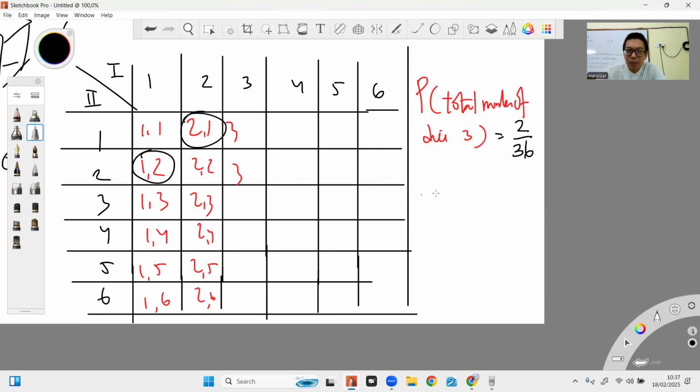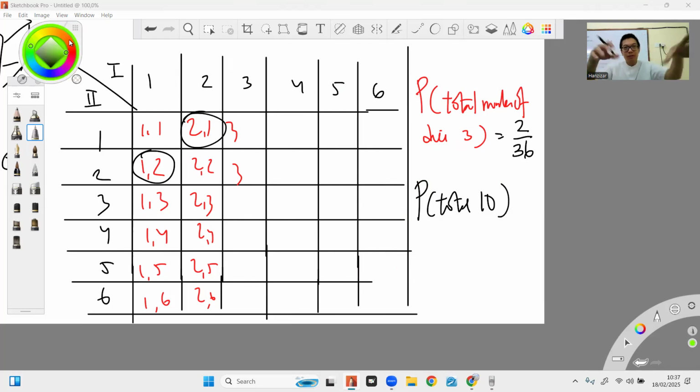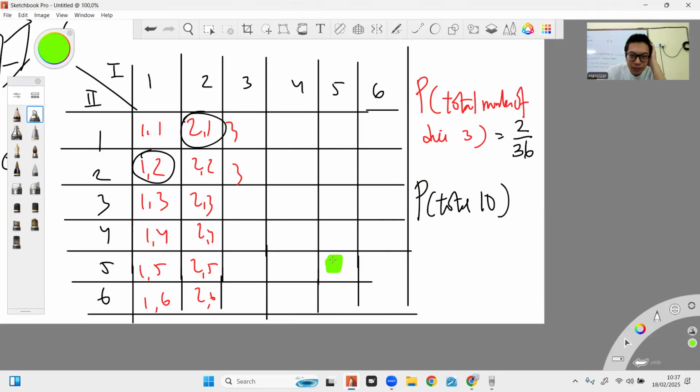What is the probability of total 10? If you add 2 faces, you get 10. Where is 10? 5, 5. Yeah, that's it. Look at the pattern. Are there any others? No. You add the numbers 4 and 6 and it becomes 10. So 3 out of 36.